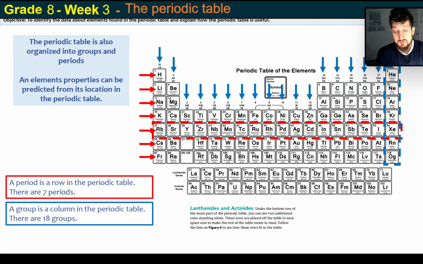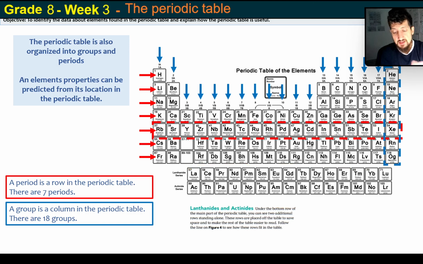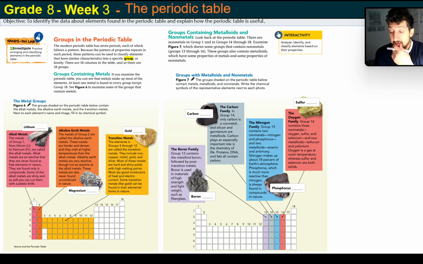And so you might be curious about these guys here. These are called the lanthanides and the actinides, and they're also rows, but they're part of rows 6 and 7. So they just come out of here. Okay, let's keep going. So let's talk about the different groups in the periodic table.